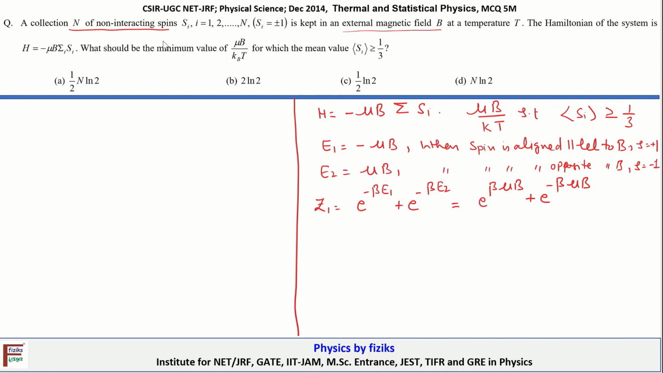Now the average value of S_i is given by the standard definition of the average of a physical quantity, that is the sum of S_i times p_i. S_i takes values from -1 to +1, because it can take only two values. This can be further written as S_i equal to -1 with the corresponding probability P minus, plus S_i equal to +1 with the corresponding probability P plus.